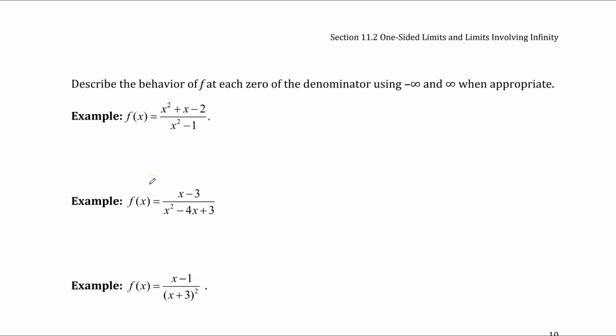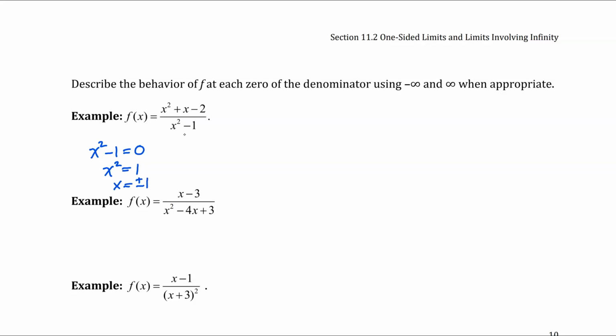So for example here, let's describe the behavior of the function at each zero of the denominator using negative infinity or positive infinity when appropriate. That means let's find the limit of the function at the zeros of the denominator. So for instance, in this first function, let's find first the zero of the denominator. We have x squared minus 1 equal to 0. Then you solve for x. x squared is equal to 1. That means x is equal to plus or minus 1.